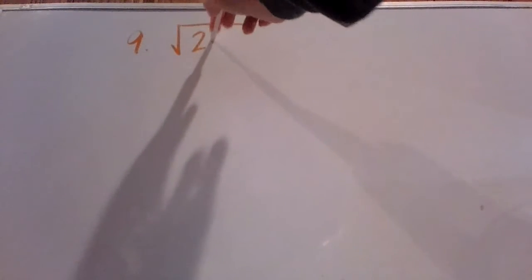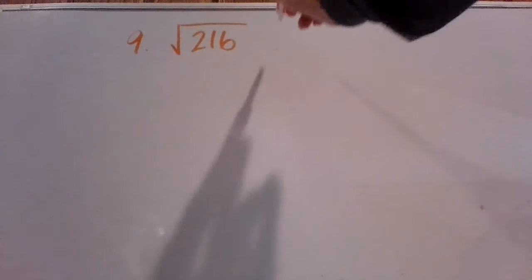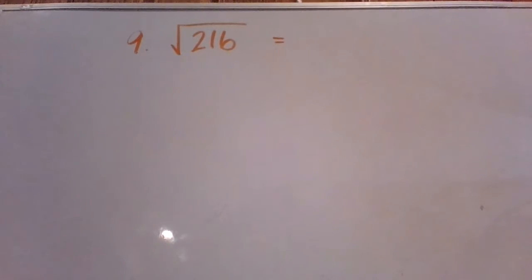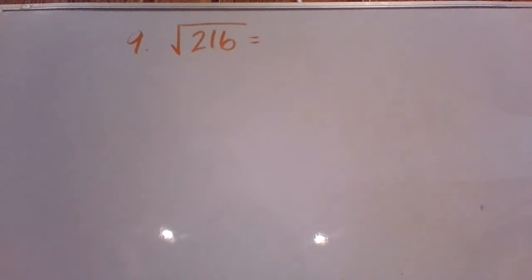Number 9, and it is the square root of 216. Now, I'm going to go through and see if my perfect squares can go into this. I like to start high because this is a big number. I know 100 can't go into it. Can 81? The square root of 81 is 9.